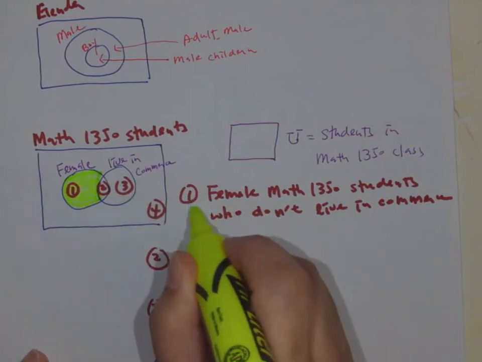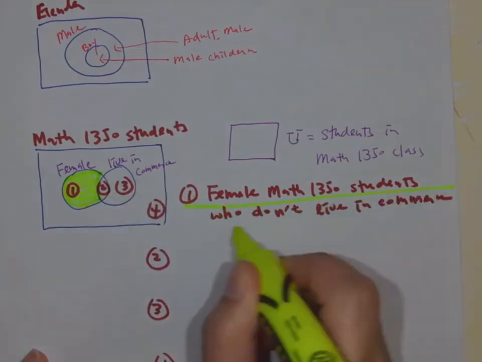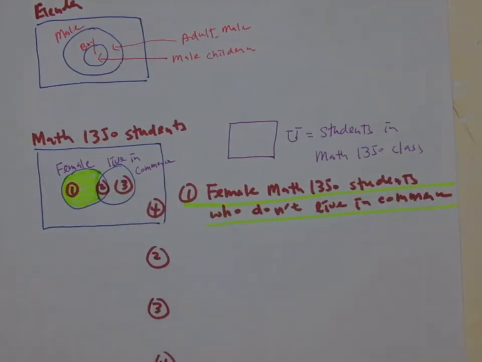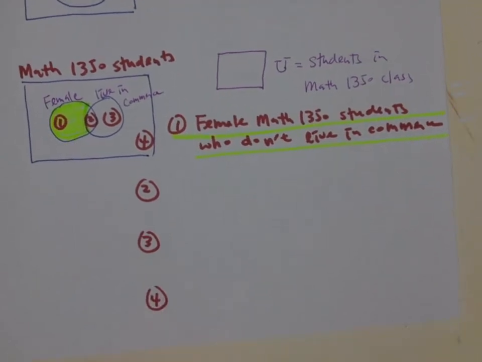So this is my section 1. Section 1 is female math 1350 students, but excluding the female 1350 students who live in commerce, right? So don't live in commerce.